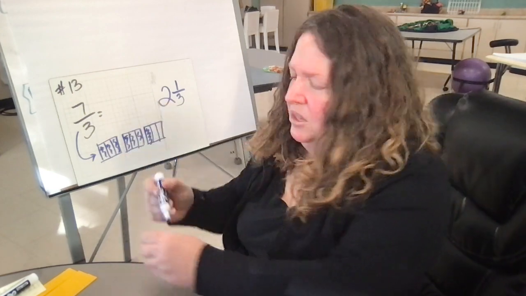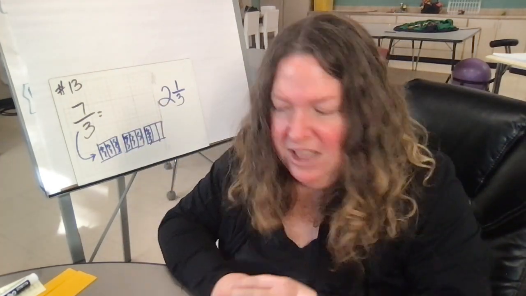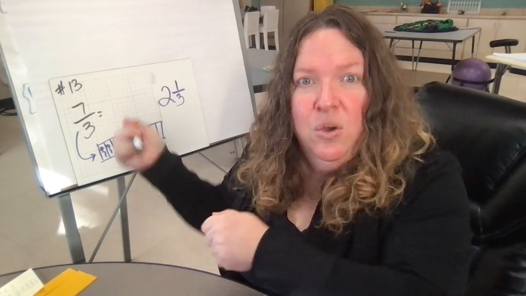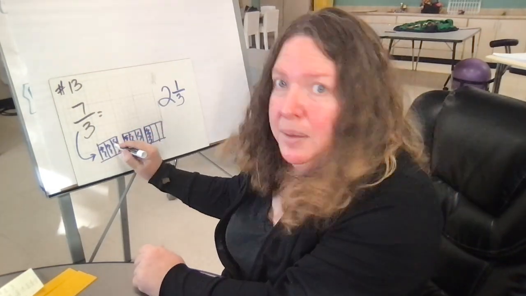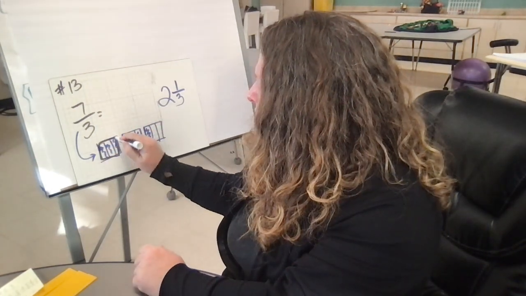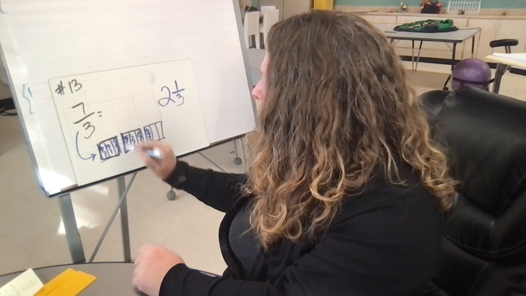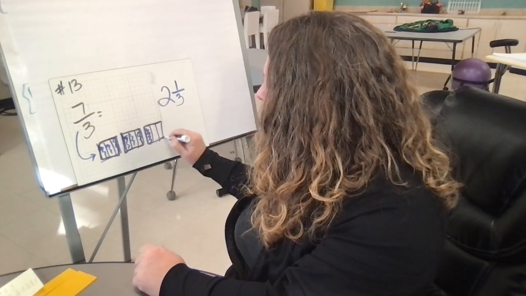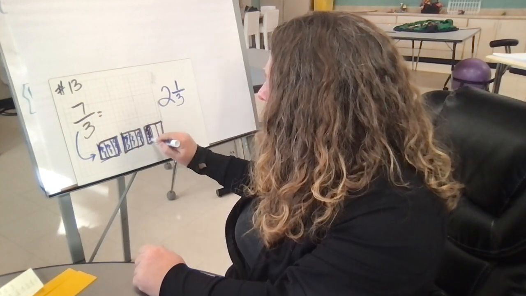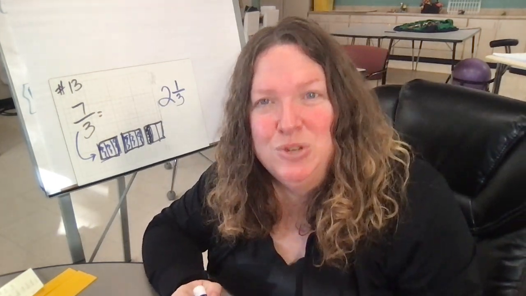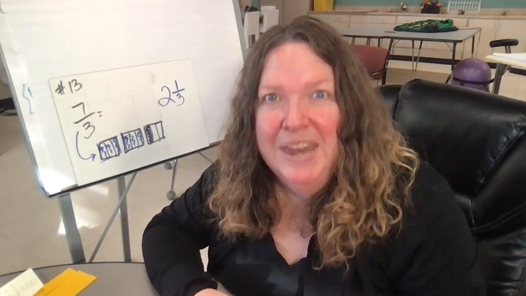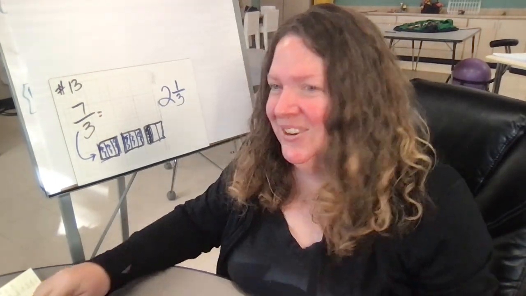And then we look and say, we've drawn it out. We've drawn 7 thirds. What is that in terms of a mixed number? 1 whole, 2 wholes, and 1 piece additional. So 2 wholes and 1 out of 3, 2 wholes and 1/3.